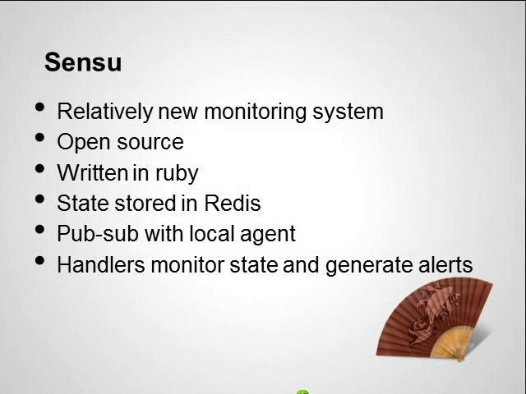To help dig into the issue, we use a relatively new monitoring system, for people that have used Nagios and are looking for something a little bit more modern. Open source, written in Ruby. It stores state in Redis. It uses a pub sub architecture for collecting state from a local agent on the machines, and then you can write handlers that watch system state and can generate alerts if it meets certain criteria.